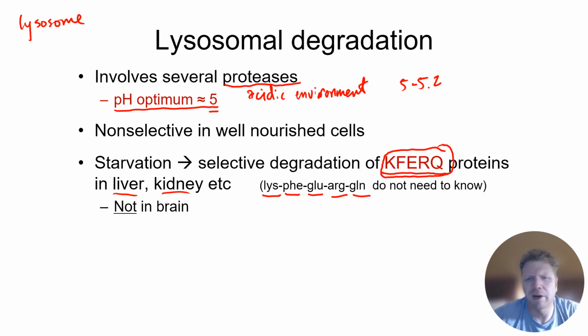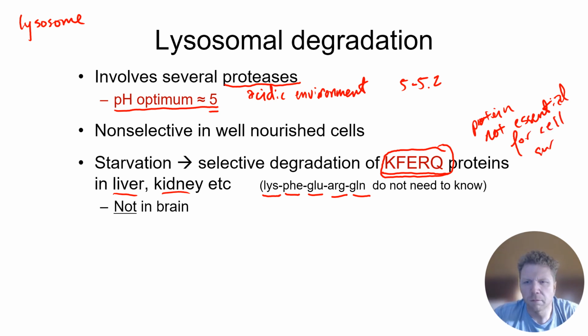And the way that I always rationalize it is that if a polypeptide has this sequence, KFERQ, that means that protein is basically not essential for cell survival. It's equivalent to, I don't know, the hair or something like that. I don't need my hair if I need to survive, I can get rid of my hair. If I need to survive, I can get rid of proteins that have that specific pentapeptide.